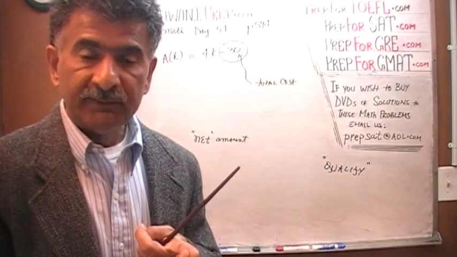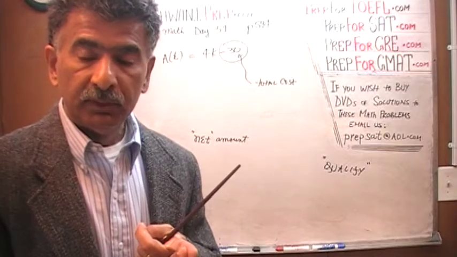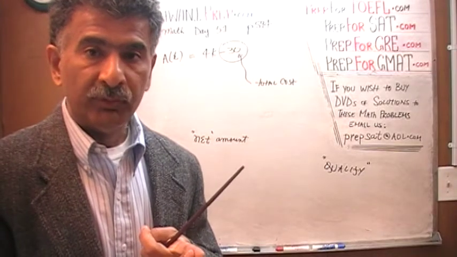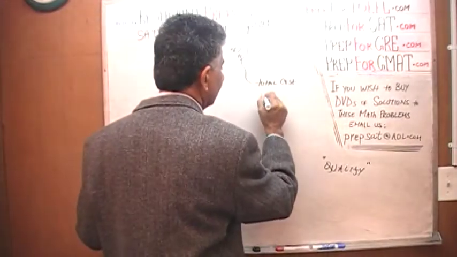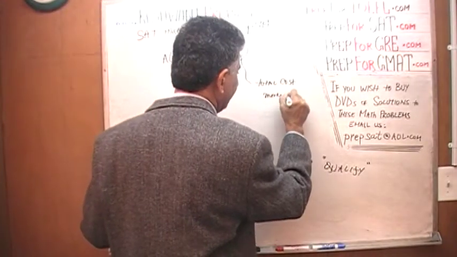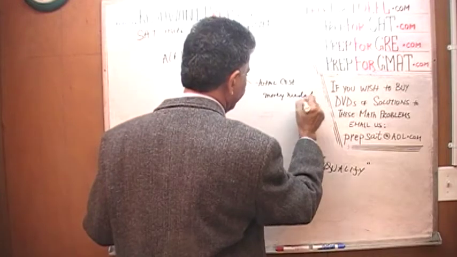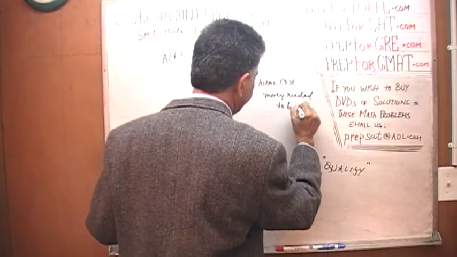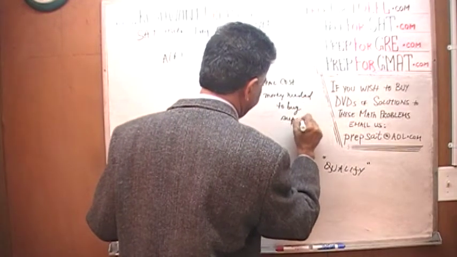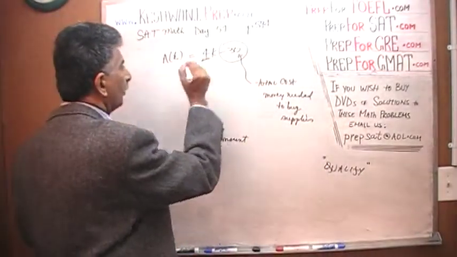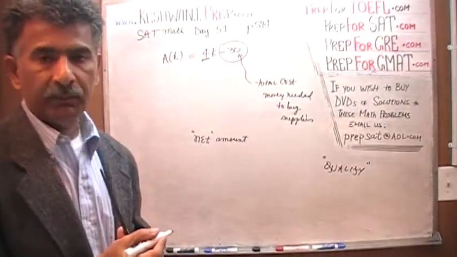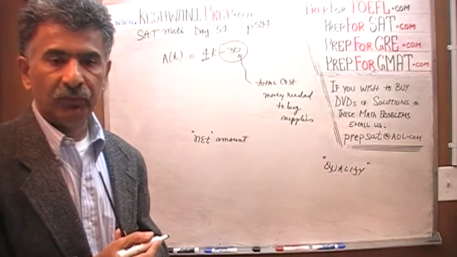The supplies that they need in order to do the job will cost them $30. This is the money needed to buy supplies. What does this 4 represent? This 4 is the slope of the line. If you were to draw this on a graph, this 4 is the slope.